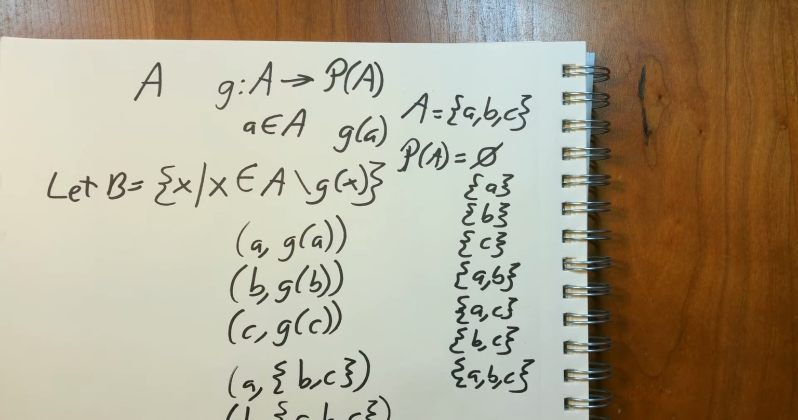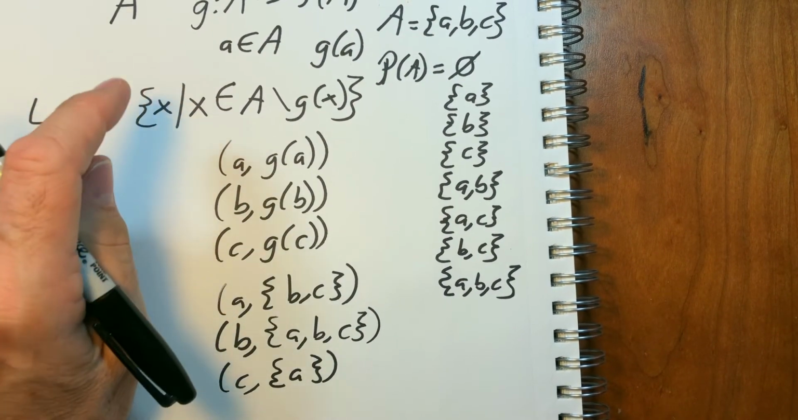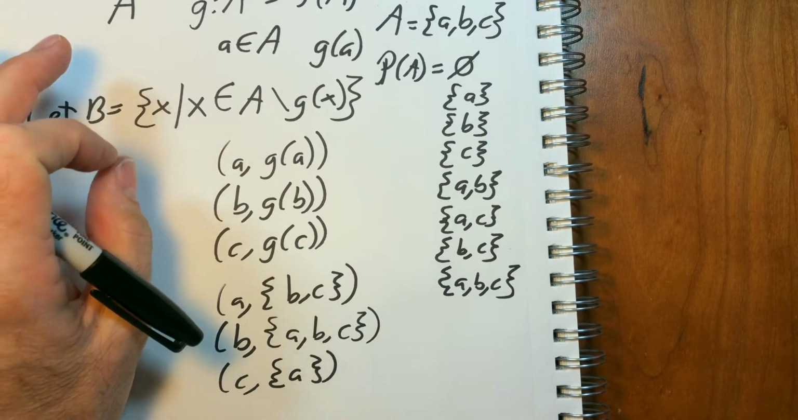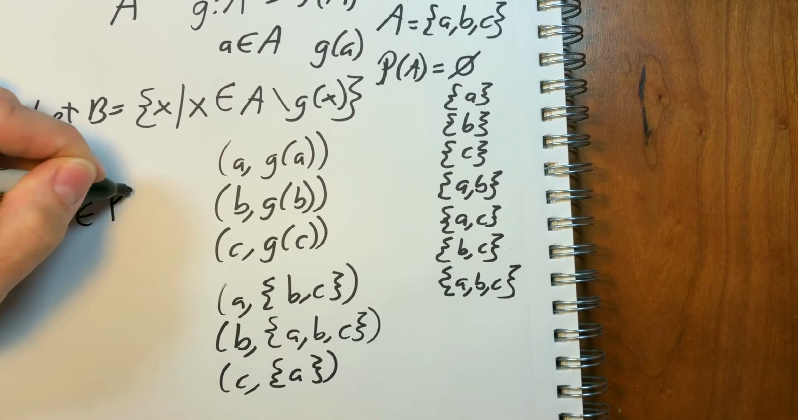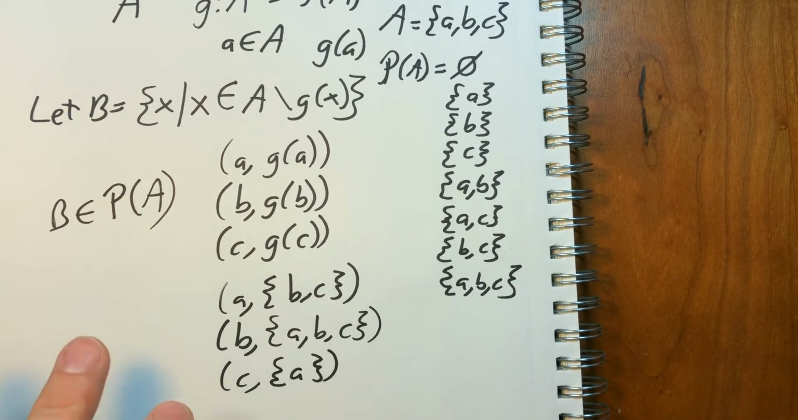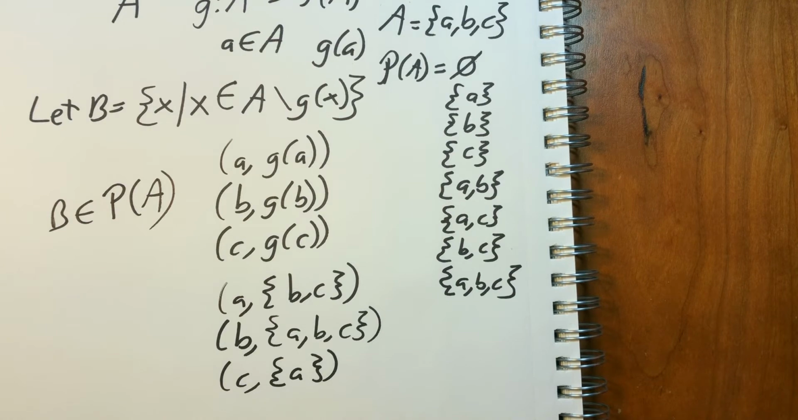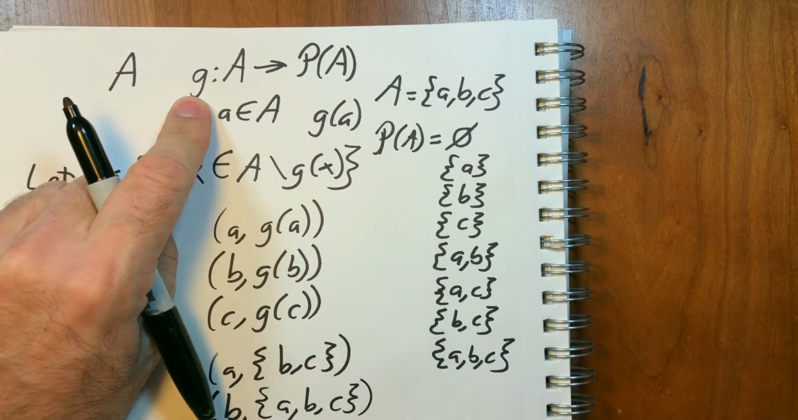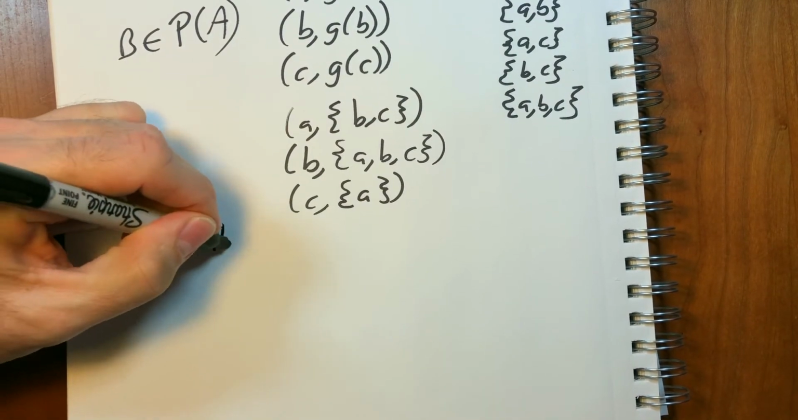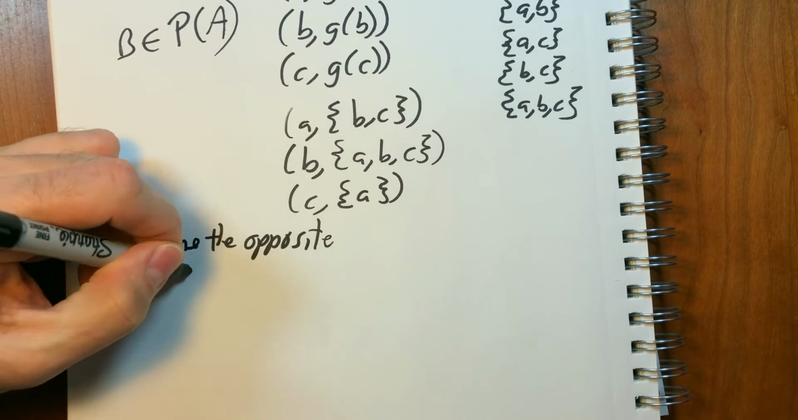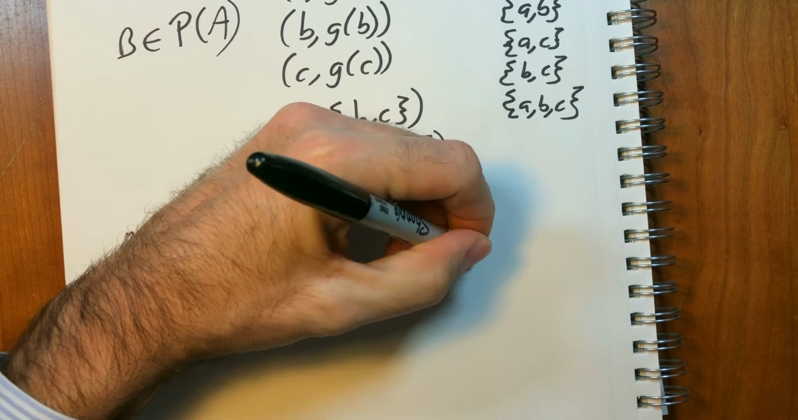So we do this by making a particular subset of A. Remember, the set B is a set of elements from A. So B itself is a subset of A, right? So that means that B is an element of the power set of A. So what we need to find out is, were we clever enough in constructing B? Did we construct a subset that is not in the image of the function? Okay, that's what we're trying to do. So we're going to do that by assuming the opposite. That is, assume that B equals g of A0 for some A0 in A.